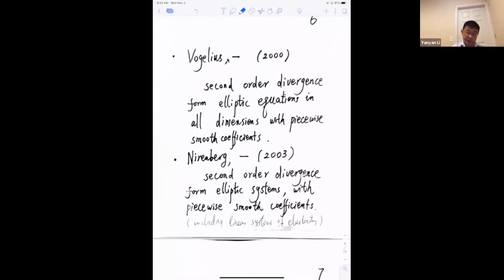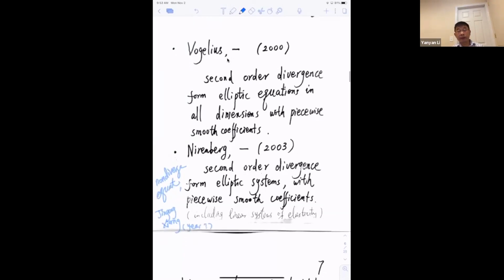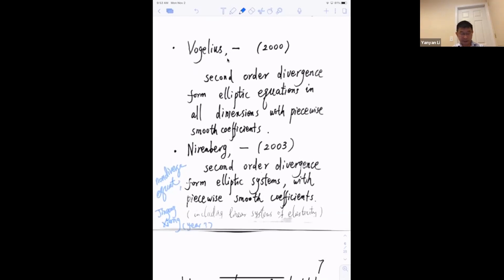That was studied by Jinggang Xiong in a paper. I forgot the year. It's a non-divergence equation. Yeah, so there's a paper. For systems, I don't know. I do not know whether there's one for systems.